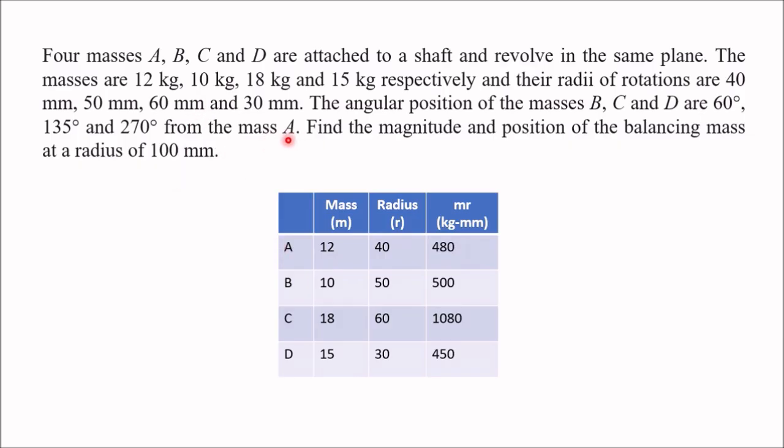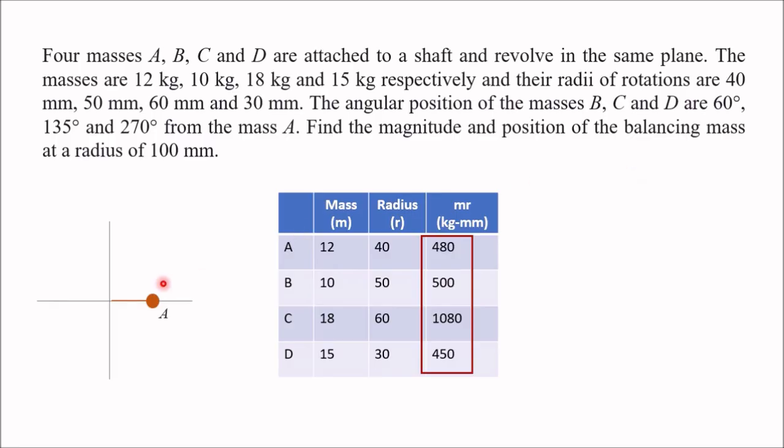So the relative positions of B, C and D with respect to A are given. The position of A we can take arbitrarily in any direction. Usually we take the direction of A along the x-axis or along the y-axis. I have drawn A along the x-axis. From A to B is given as 60 degrees, but it is not specified whether the angular position is in anti-clockwise or clockwise direction. You can assume any one direction.